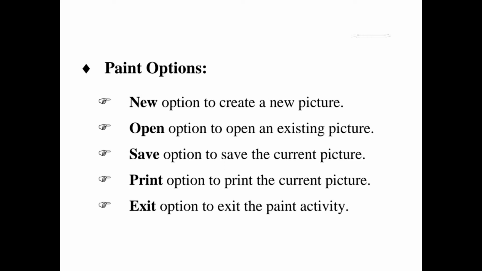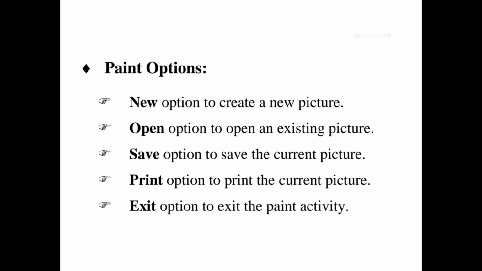These are all the options under the office button, which is on the left top corner of the computer monitor screen. These are all the options: new, open, save, print, exit. All these options are on the office menu. I will explain in detail how to create a new document, how to open the document, how to save the document, how to print the document, and how to come out from the paint activity in the practical class.